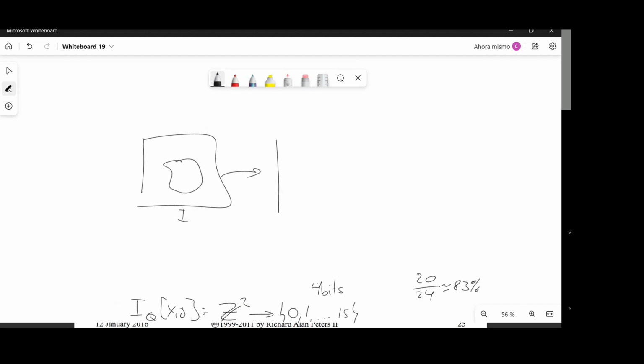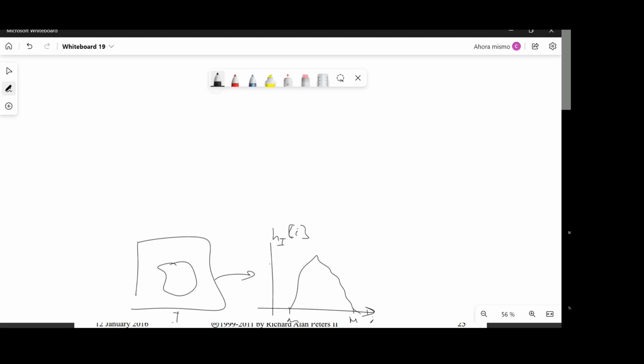I can compute the histogram of that image. So what is the value? What is the probability of observing each one of those values? And let's say that my histogram looks like this. This is a discrete one, but I have drawn it continuously. So let's say that this is my minimum value, this is my maximum value. So one thing I can do is, okay, you're not exploiting the whole range. So I can transform this image. We have seen this already. So I can transform this image to a new one.